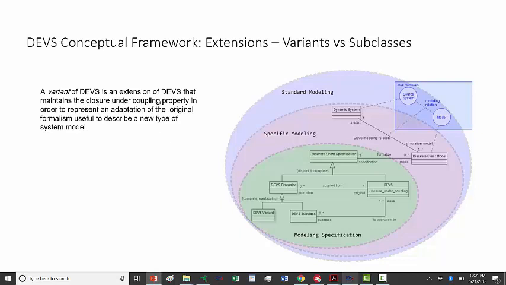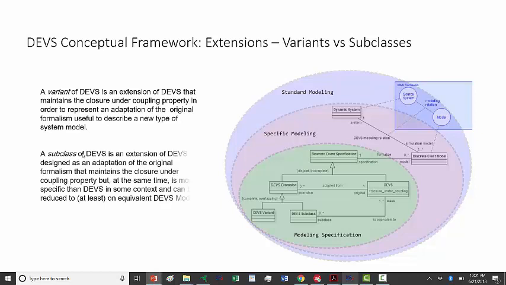So a variant of DEVS is an extension that has closure and decoupling and allows adaptation of the original formalism to describe new types of simulation models, while a subclass of DEVS is an extension that is closed under coupling that is more specific than DEVS, and in some contexts can be reduced at least to an equivalent DEVS model.